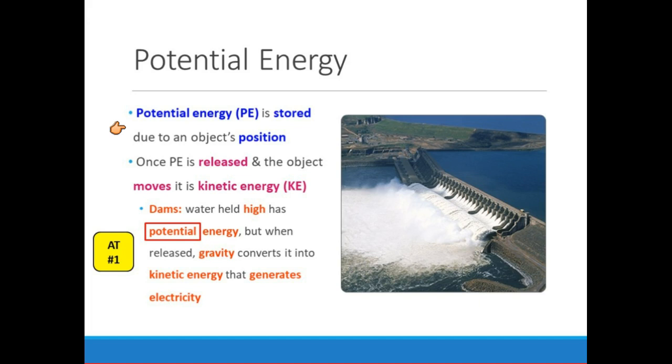And the higher up its position is, the more potential energy it has, because this means that it has the potential to fall. Smiley faces if that makes sense. The higher up an object is, the more potential energy it has to fall. Give me a smiley face if that makes sense.